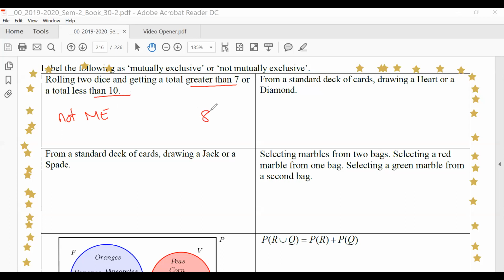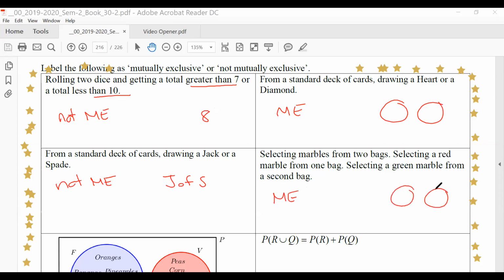From a standard deck of cards, drawing a heart or a diamond. Well, that's mutually exclusive. They can't happen at the same time. From a standard deck of cards, drawing a jack or a spade. Not mutually exclusive. How about the jack of spades? Selecting marbles from 2 bags, selecting a red marble from 1 bag, and selecting a green marble from a 2nd bag. Well, that's mutually exclusive. They're 2 completely separate things. Here's bag 1, here's bag 2.